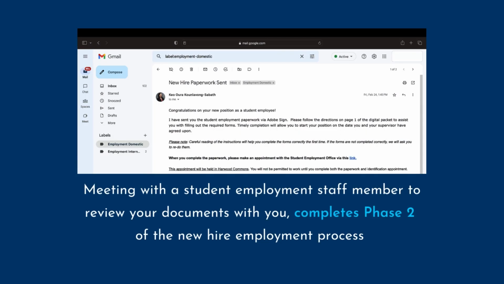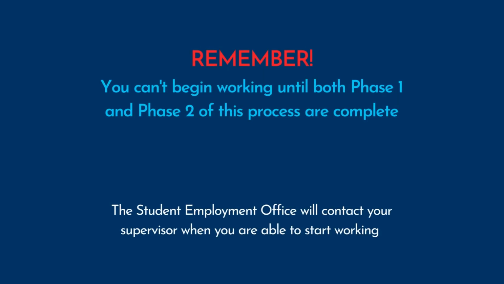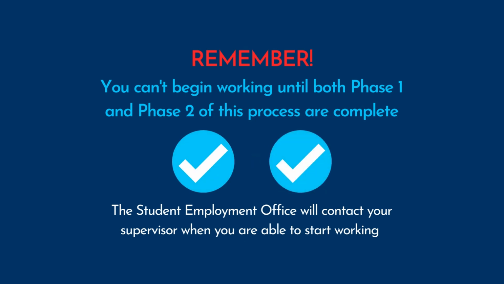In your meeting, a student employment staff member will review your documents with you. After the staff member has reviewed your documents in the meeting, you have completed Phase 2 of the new hire employment process. You are not able to begin working until both Phase 1 and 2 of this process are complete. The Student Employment Office will contact your supervisor when you've completed both phases of your new employment paperwork process and you are able to start working.